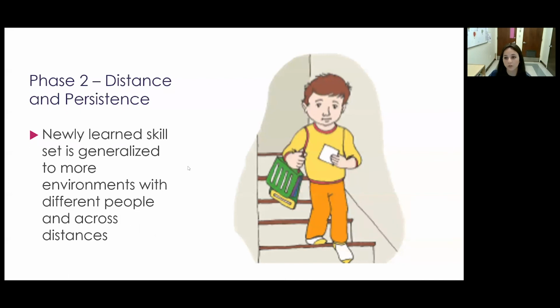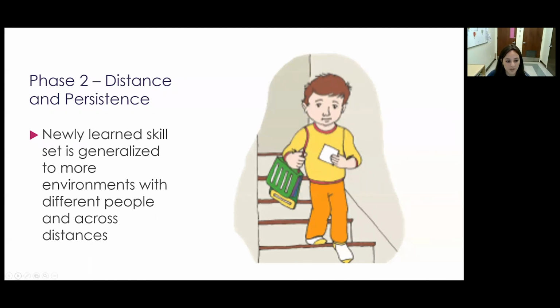Another thing you also want to do is increase the distance. So when a child is becoming independent with requesting in phase 1, then I would maybe move a little bit further from the child, make myself busy with something while holding their reinforcer, and the child has to get up out of their chair and bring me the picture icon to request what they want. So that's increasing the distance.